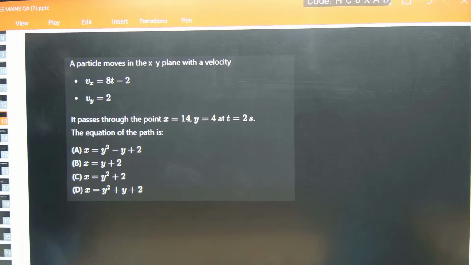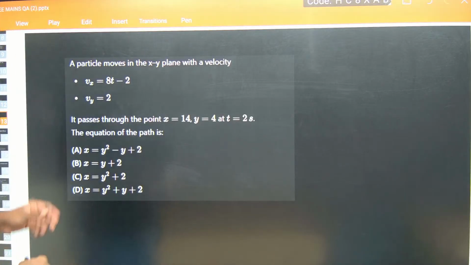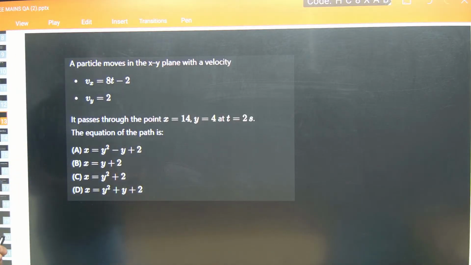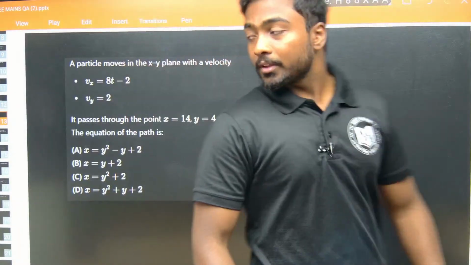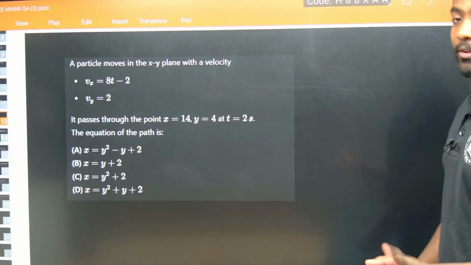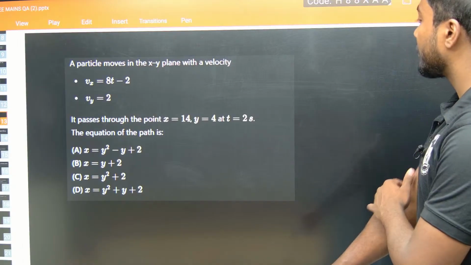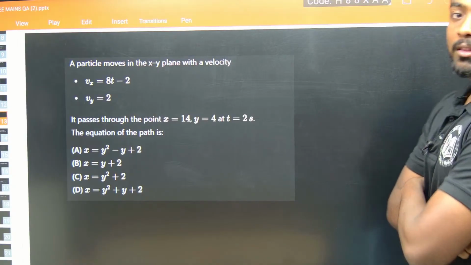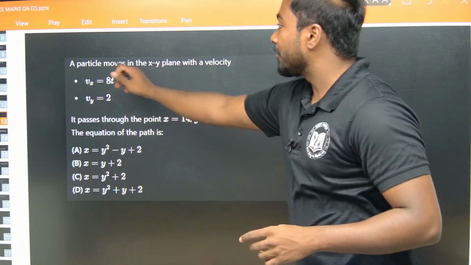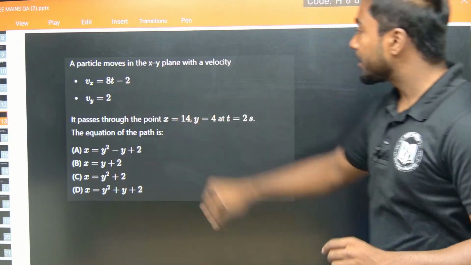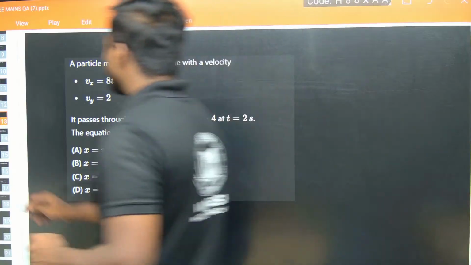A particle moves in the xy plane with a velocity Vx equals 8t minus 2, Vy equals 2. It passes through the point x equals 14, y equals 4 at t equals 2 seconds. They are asking about the equation of the path in x and y. So what should I do? First of all, I need to get the value of x and the value of y, as they have given the velocities. So I need to integrate it.